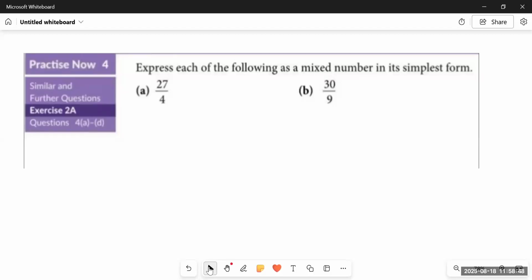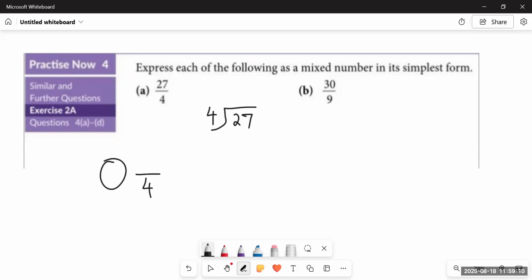Okay, now in practice now 4 on the same page, page number 27, we just have to do the reverse. This time we are provided with improper fractions and we have to convert them back to mixed numbers. In this case, we will use the division method, which says to divide the numerator by the denominator. Always remember the denominator will remain the same. The quotient will become the whole number and the remainder will become the numerator.